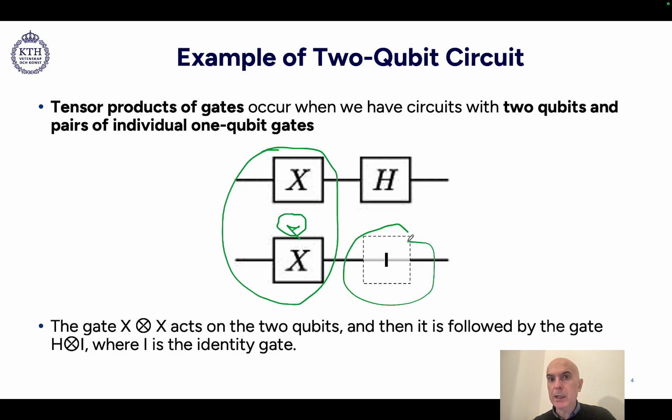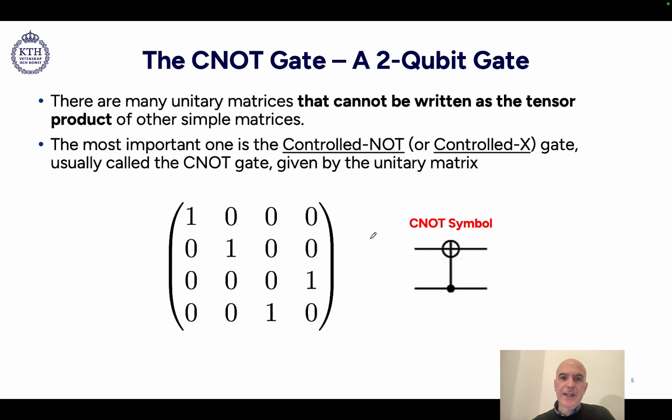So if we want to calculate the combined transformation on the 2-qubit system, we take the explicit gate and multiply by tensor product by an identity matrix that is implicit. So far, we have seen how to combine one single-qubit quantum gate with another single-qubit quantum gate. But there are many unitary matrices that cannot be written as a tensor product of other simple matrices.